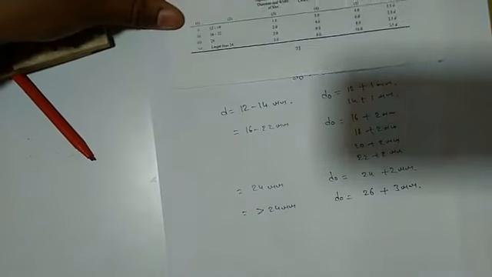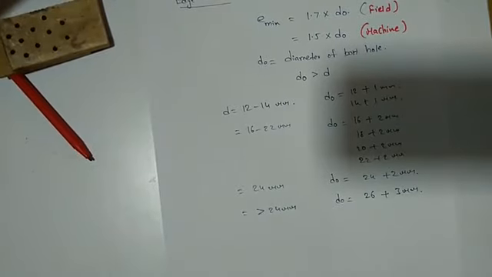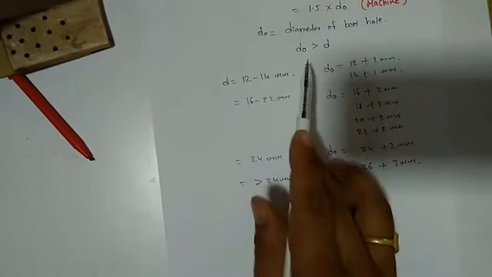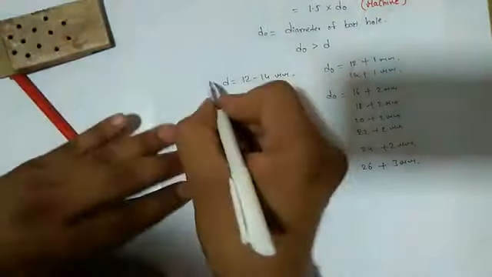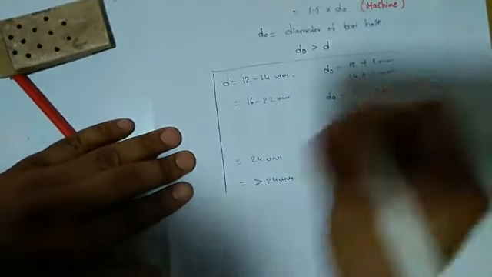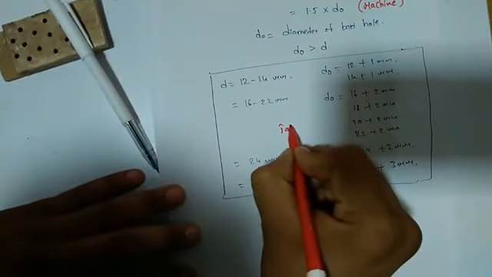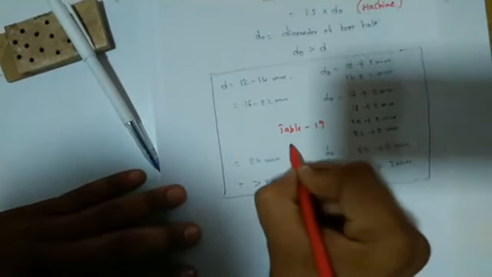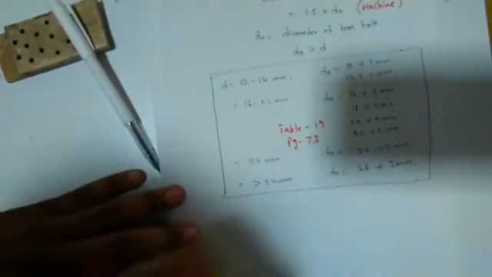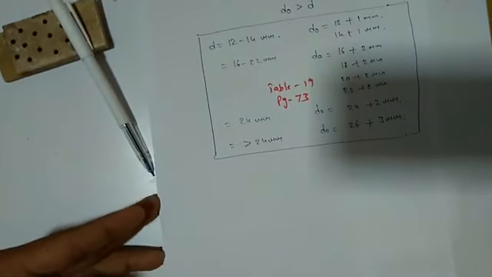Okay, so that is what edge distance, in that edge distance d naught stands for. Very important table this. So this is there in your page number 73, table number 19. These clearances are in table number 19, page number 73.